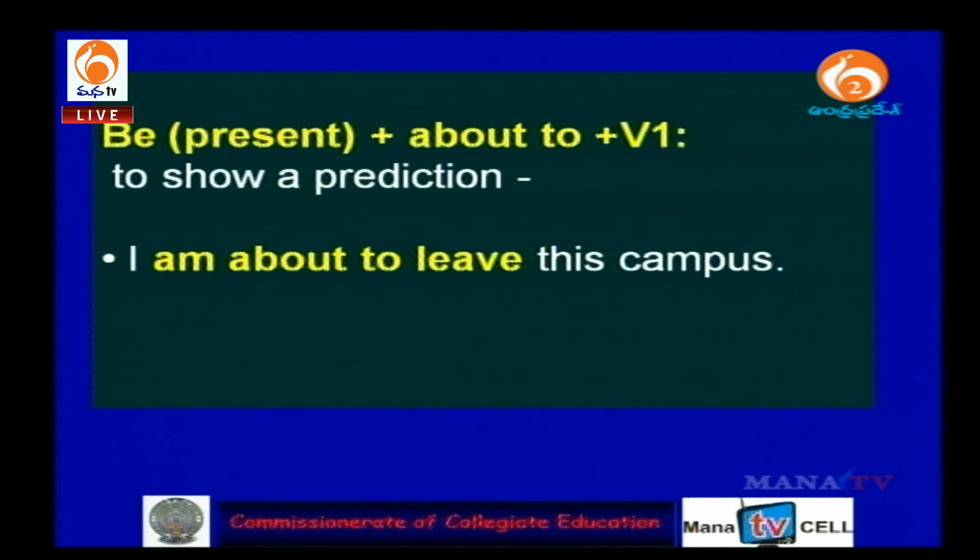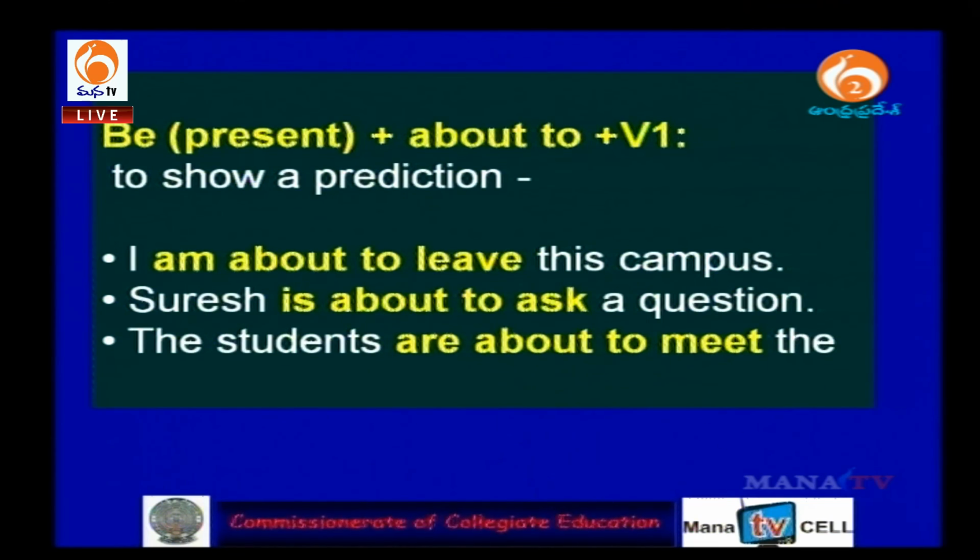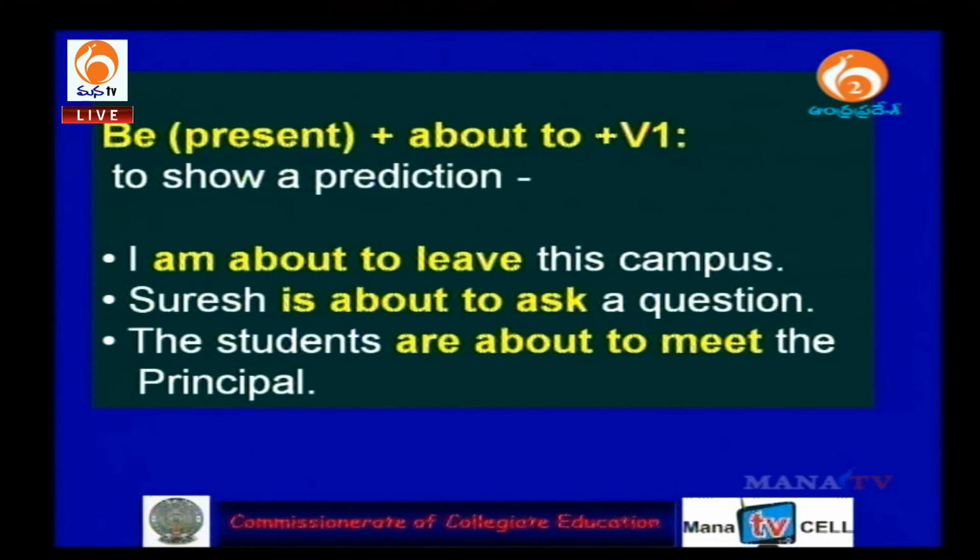Look at the example. I am about to leave this campus. Am is the be form in present time, about to plus V1. This structure indicates a prediction of a future. Suresh is about to ask a question to the teacher. The students are about to meet the principal. See here, be plus about to plus V1 indicate the prediction of a future action.